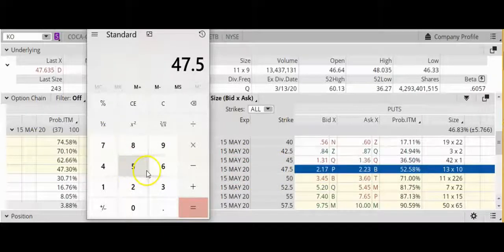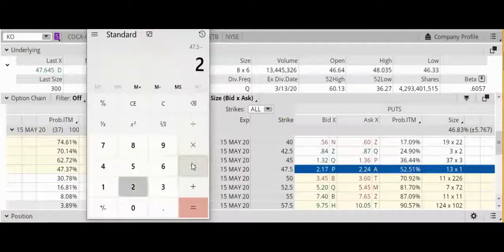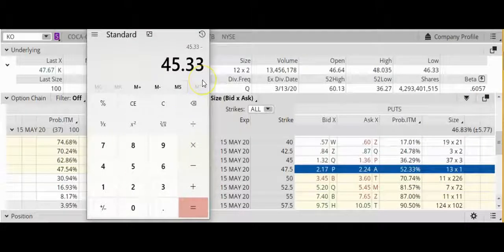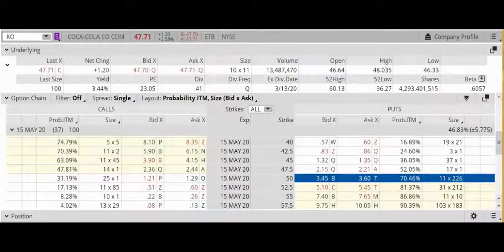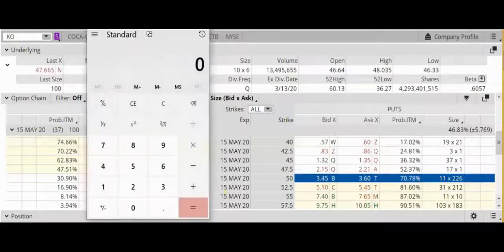So if I get assigned at $47.50, but I received $2.17 for the option, the true cost basis of my stock is $45.33. And the last one is, what if I sell a put option that is already in the money?